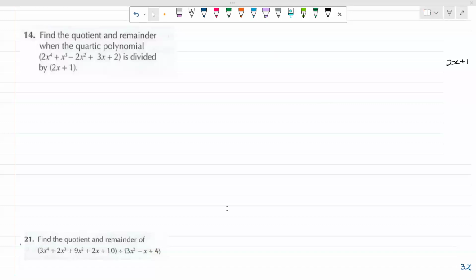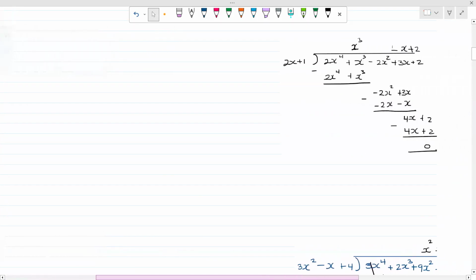All right, so let's look at this one. They said find the quotient and remainder when the quartic polynomial 2x to the power of 4 plus x cubed minus 2x squared plus 3x plus 2 is divided by 2x plus 1. This is a monomial. This is a quartic polynomial. So when we divide this, we should get a cubic polynomial. Right? So let's go take a look at that.